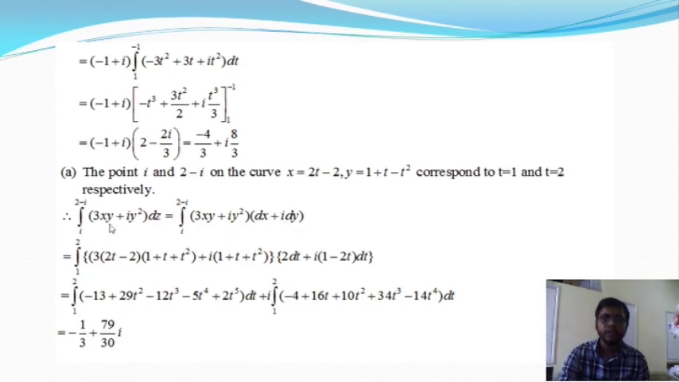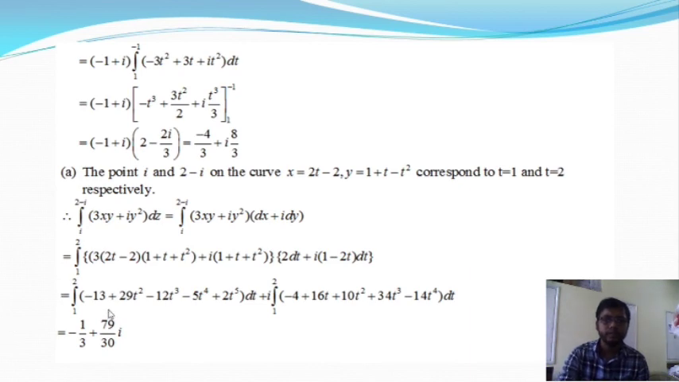Okay, now we put x is equal to 2t minus 2 and y is equal to 1 plus t minus t square, and the limiting values are upper limit 2 and lower limit 1. So after that we will get two integrations. The first integration is the integration from 1 to 2 of minus 13 plus 29 t square minus 12 t cube minus 5 t to the power 4. Okay, after simplifying this integration we will get two integrations. So this integration is actually the real part and this one is the imaginary part of this integration.